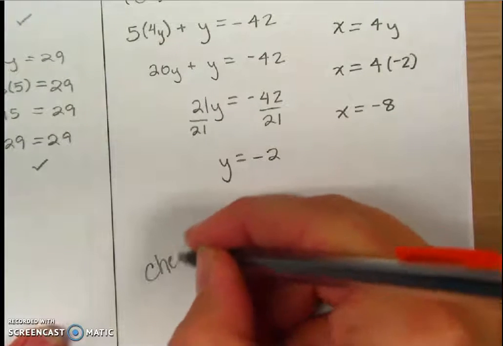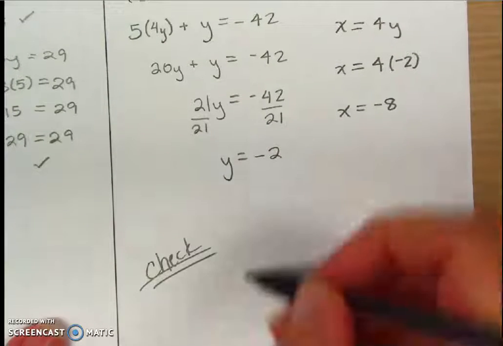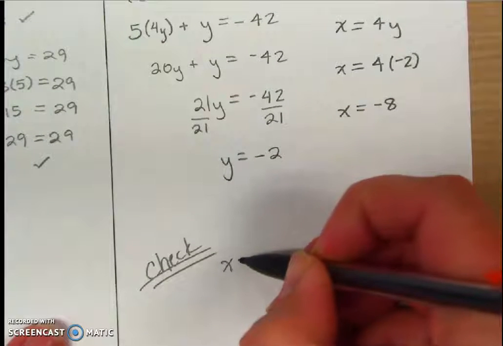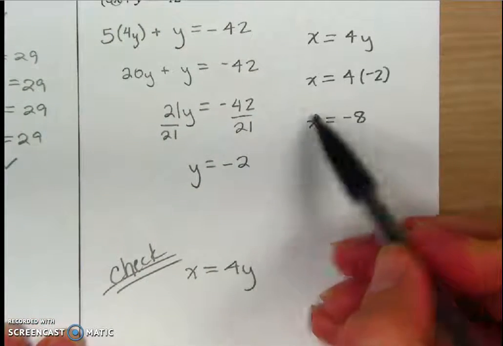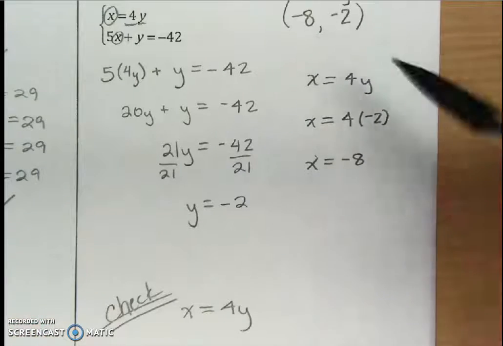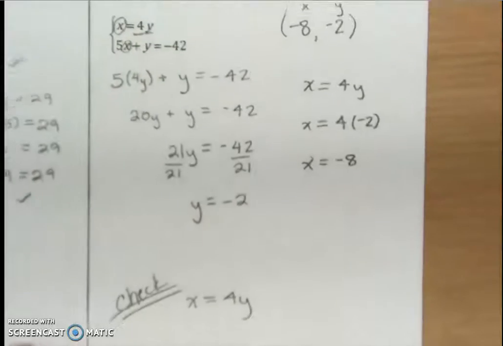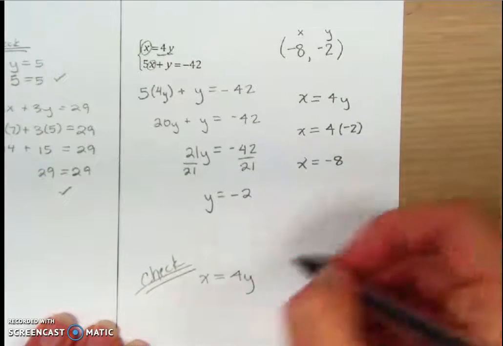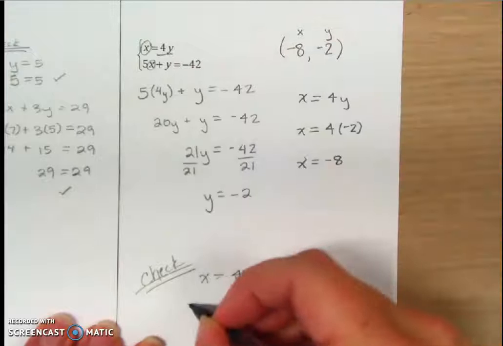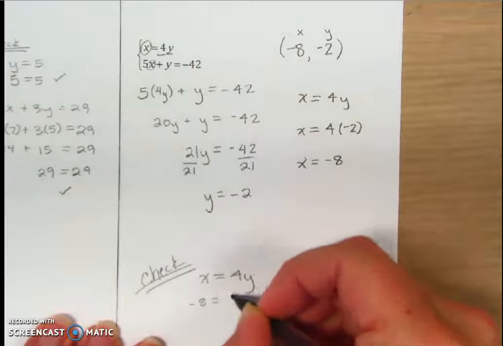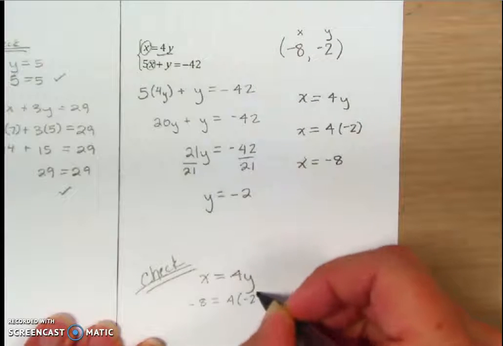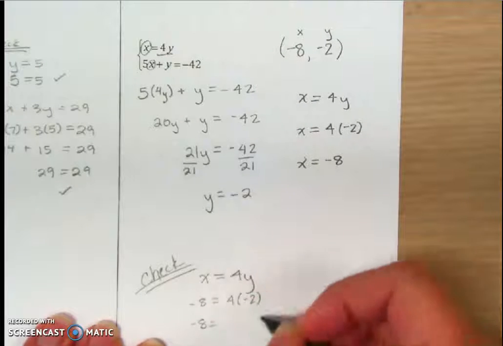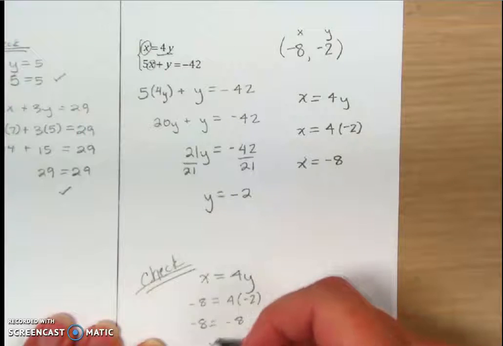Here's the check. Don't forget to write this in today. We're going to write the first equation, x equals 4y, with plugging in our x and our y, both parts of our point. Let me zoom out a little bit so we can see that all at the same time. There it is. So instead of x, I'm going to write negative 8 should be equal to 4 times, instead of y, I'm going to write negative 2. So negative 8 should equal negative 8, and that works.